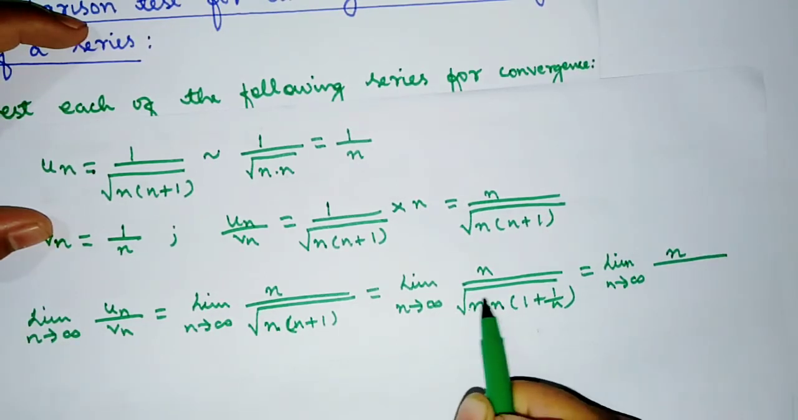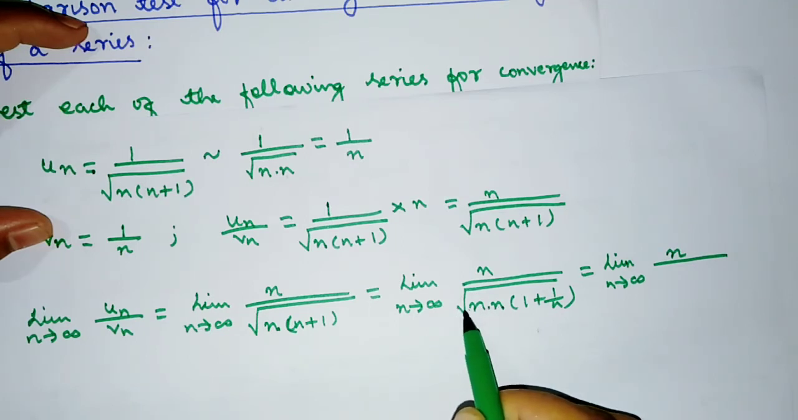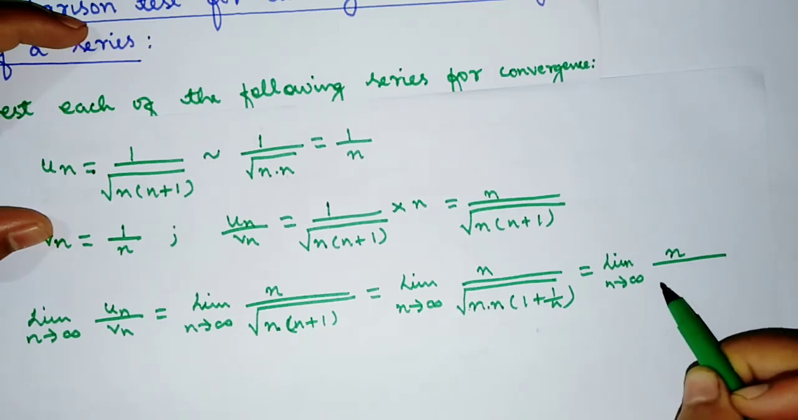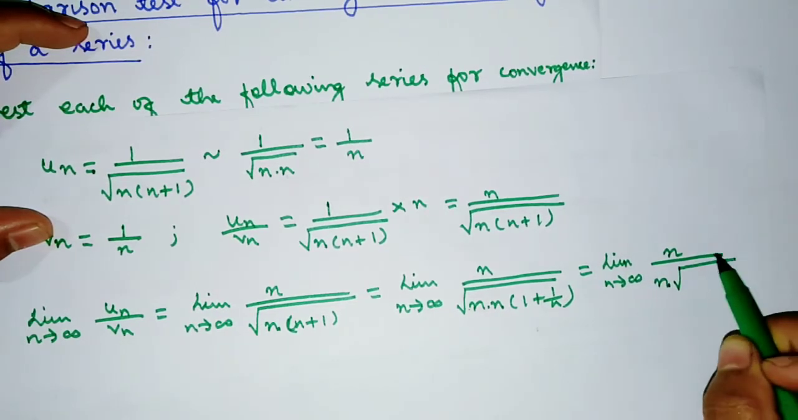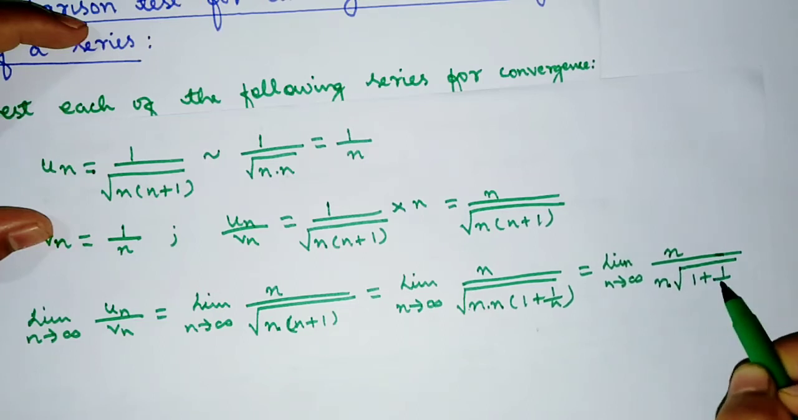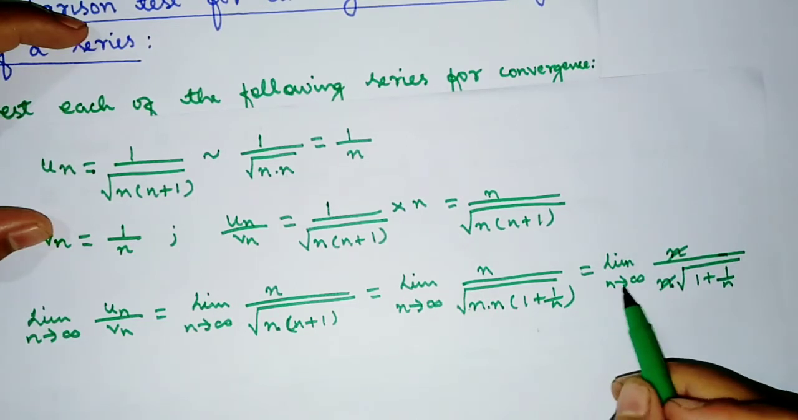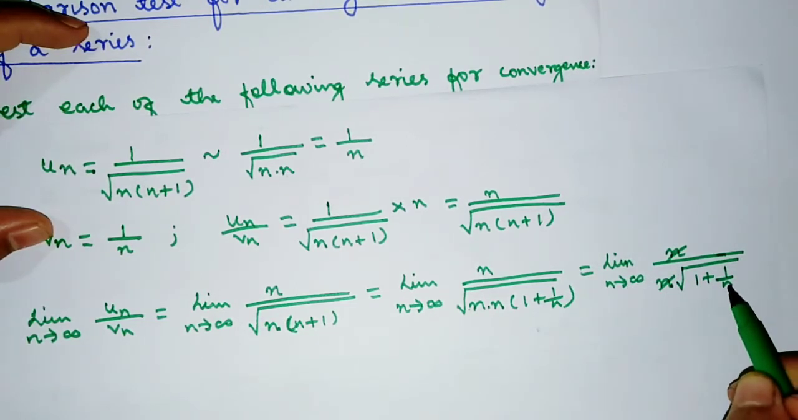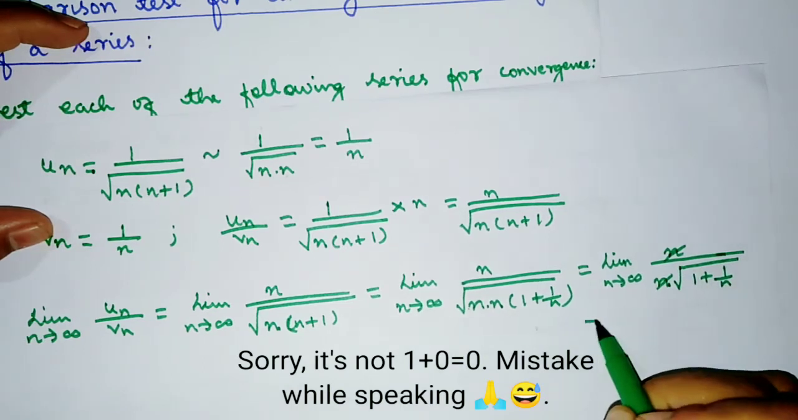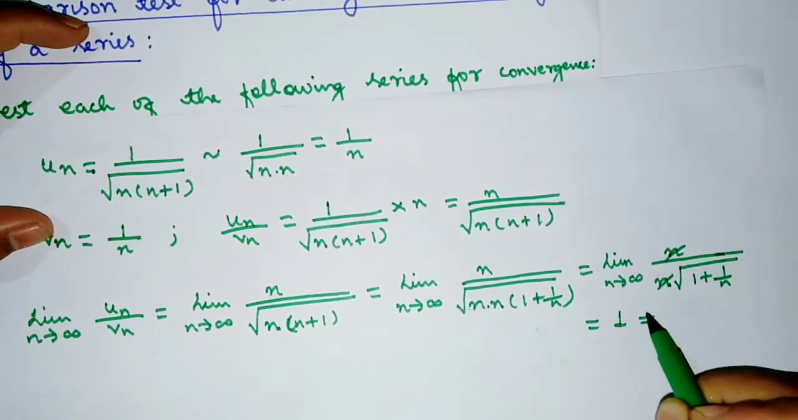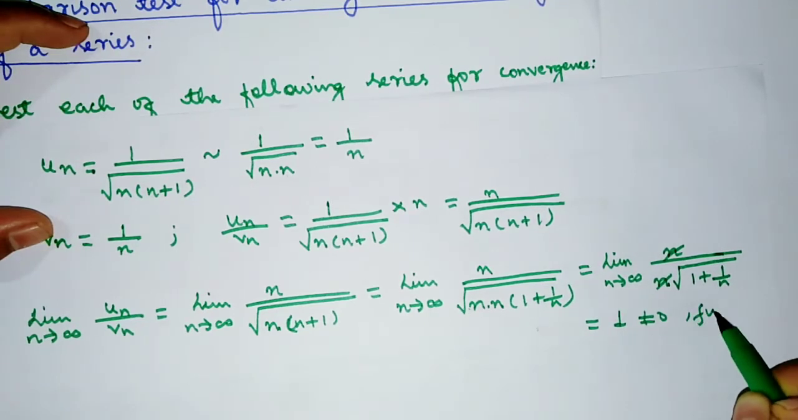Now this one is n square, and if we take it out with the square root, it is only n. So inside the square root we have 1 plus 1 upon n. As n tends to infinity, replace n by infinity. 1 by infinity is 0, 1 plus 0 is 1, and the square root of 1 is 1 itself. So the answer is 1, which is not equal to 0, and this one is finite.